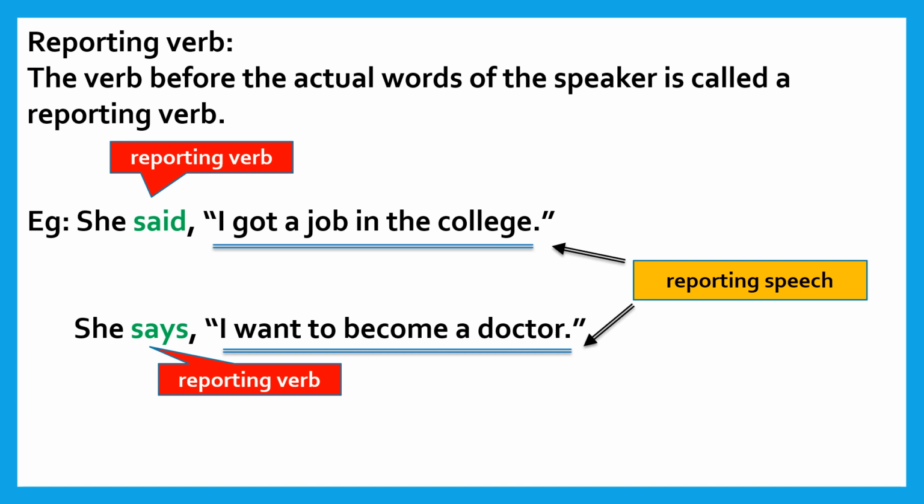Look at another sentence given below. She says, "I want to become a doctor." In this sentence, the verb "says" is the reporting verb, and the words "I want to become a doctor," which is enclosed in the open and closed inverted commas, is called the reporting speech.